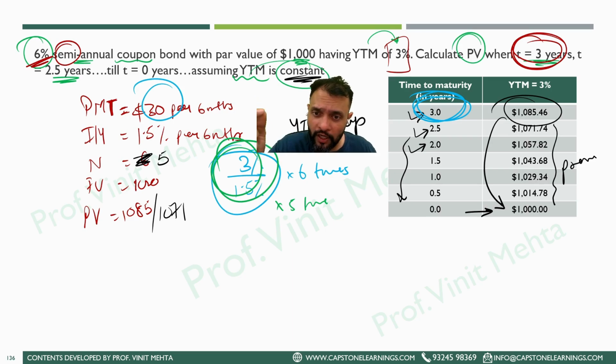Earlier there were 6 coupons which were discounted at 1.5%. Now there are 5 coupons which are discounted at 1.5%.